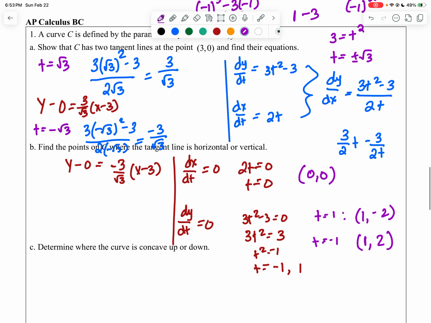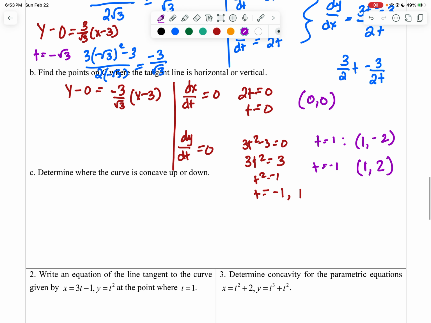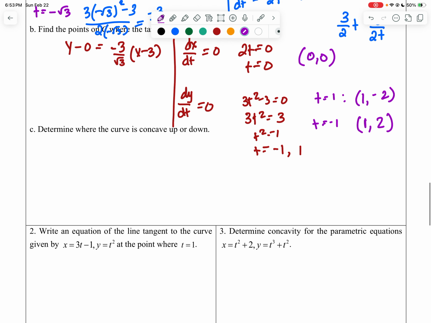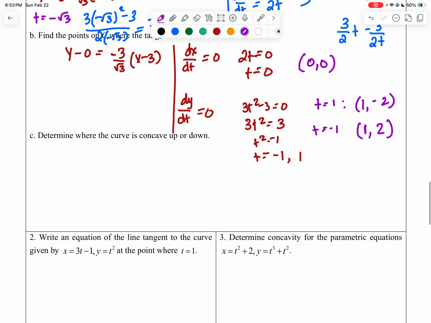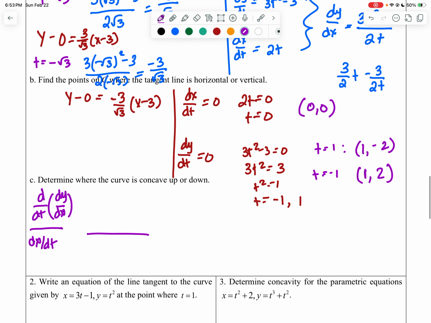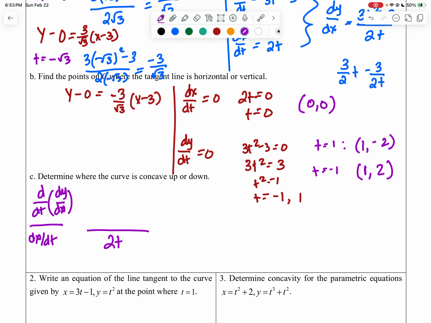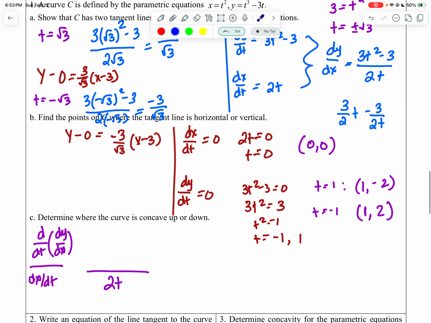For part C, I am determining where the curve is concave up or concave down, so I'm going to take the second derivative. Remember that the second derivative is going to be d/dt of dy/dx, over dx/dt. Now we already know what dx/dt is because dx/dt is just 2t. And then to figure out the derivative of the derivative, remember how we simplified this a little bit. So then I'm going to take the derivative of this. And that is just going to be 3 over 2 plus 3 over 2t squared.